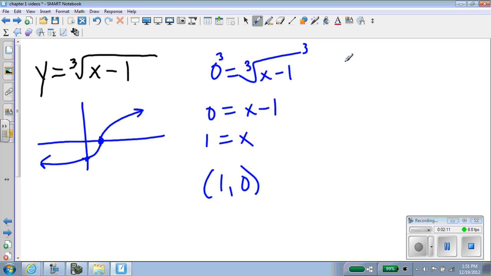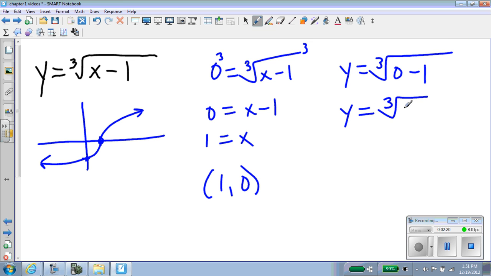To find the y-intercept, we plug in 0 for x. So we need the cube root of negative 1, and the cube root of negative 1 is negative 1. So the y-intercept is 0, negative 1.